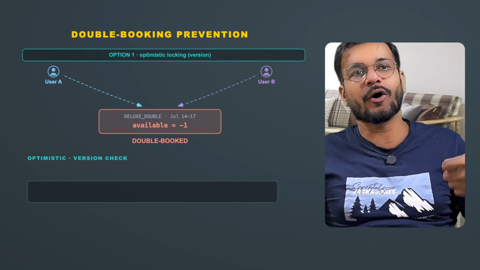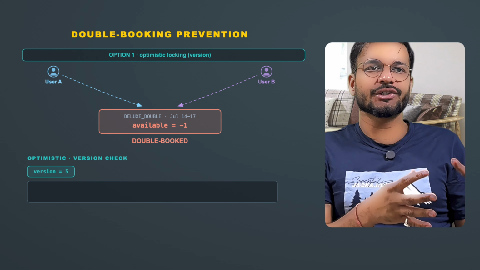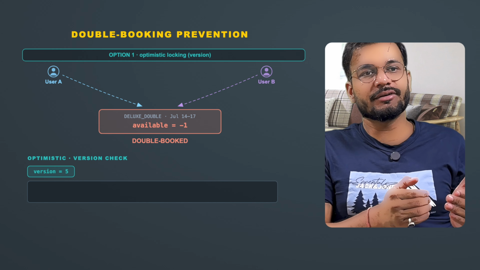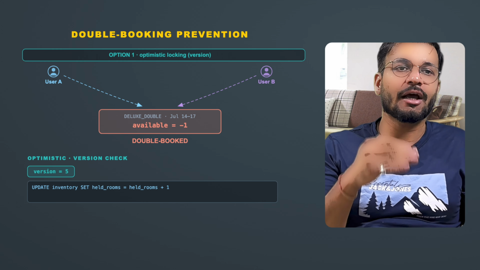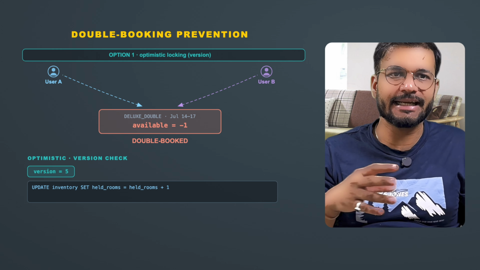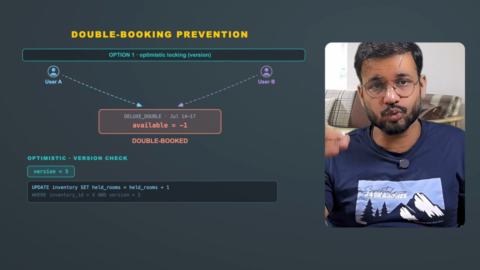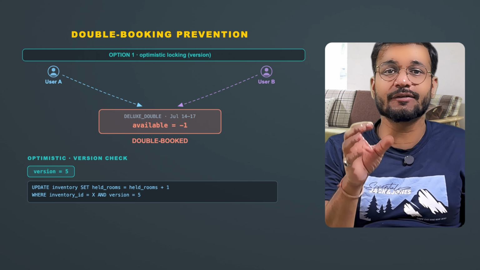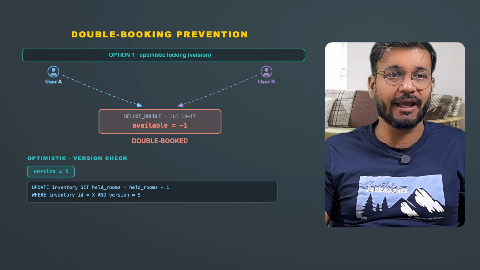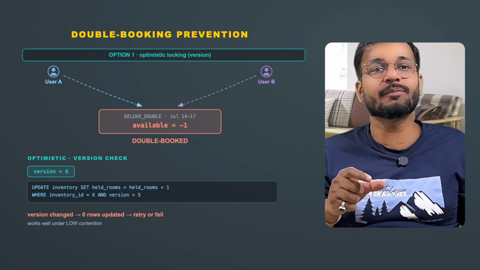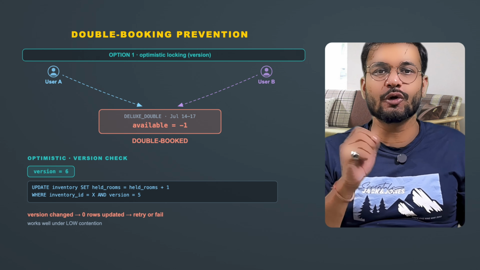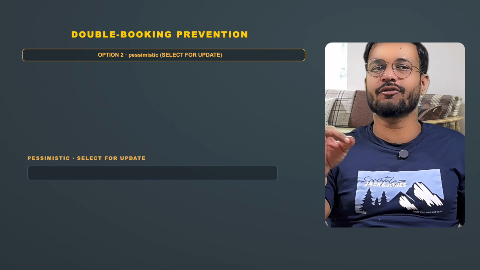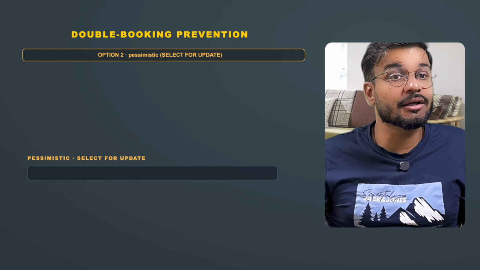The first is optimistic locking. We add a version number to the inventory row. When we read inventory, we get the version number. When we update, we say UPDATE inventory SET held_rooms = held_rooms + 1 WHERE inventory_id = X AND version = 5. If the row was already updated by someone else, the version changed, our update affects 0 rows, and we retry or fail. This works well under low contention.